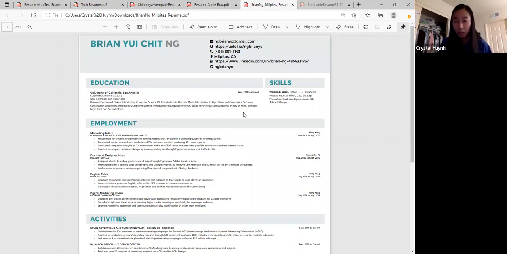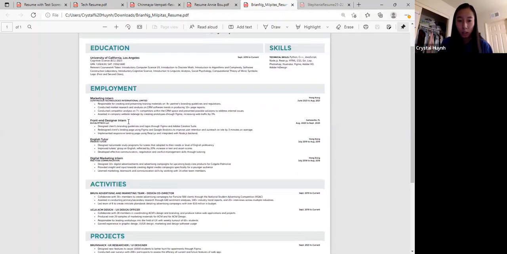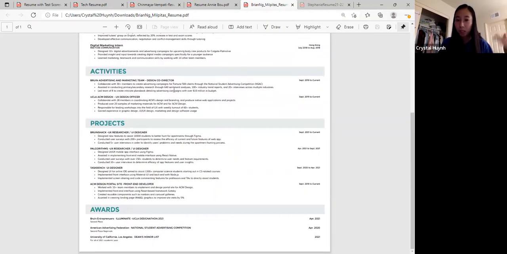Very different layout compared to the others that we've seen. And again, if you like this layout, feel free to be inspired by it. So he has education here, technical skills, work experience, and extracurriculars, then projects, then awards.